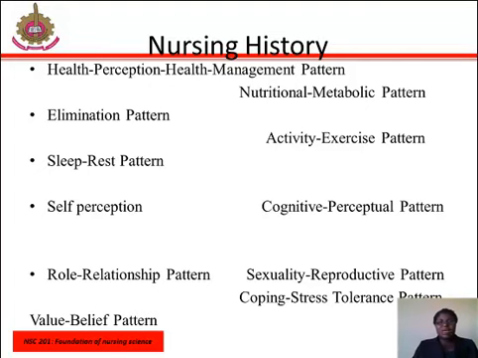Nursing history. The format that is usually used in nursing history in most settings is the 11 functional patterns credited to Gordon, and this format allows systematic data gathering and facilitates making inferences, which is the nursing diagnosis. The 11 functional patterns consist of health perception, health management pattern, the nutritional metabolic pattern, elimination pattern, activity exercise pattern, the sleep rest pattern, self-perception, cognitive perceptual pattern, the role relationship pattern, sexuality reproductive pattern, coping stress tolerance pattern, and value belief pattern.